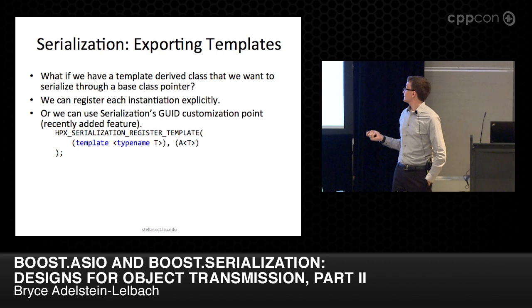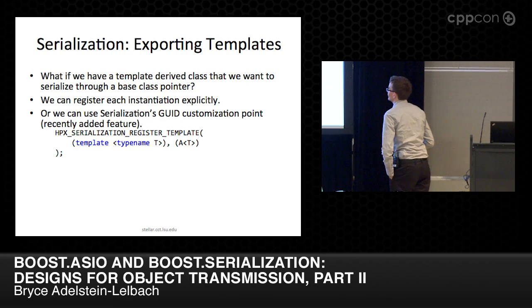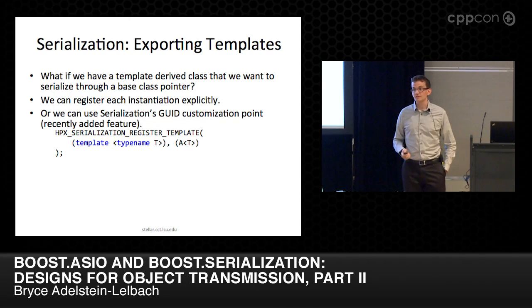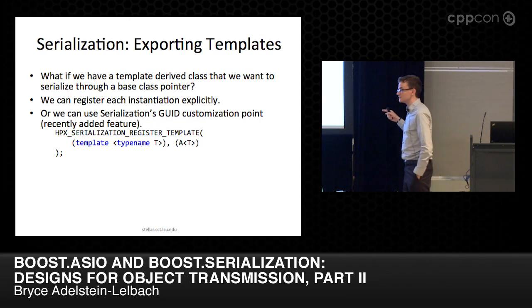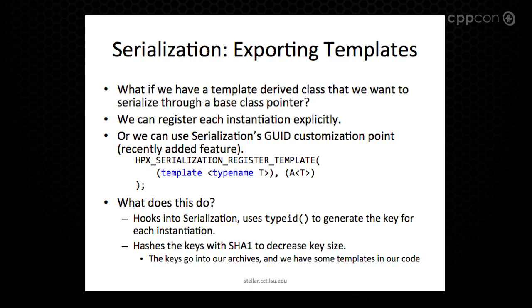So we don't have to do an explicit one of these for every different instantiation of the template type. This is sort of what the syntax looks like. And this is something we've been trying to get upstreamed into Boost serialization, because right now, as it is, you have to instantiate this for each one of these. We hash the runtime type information because we don't want to just have the string in there.